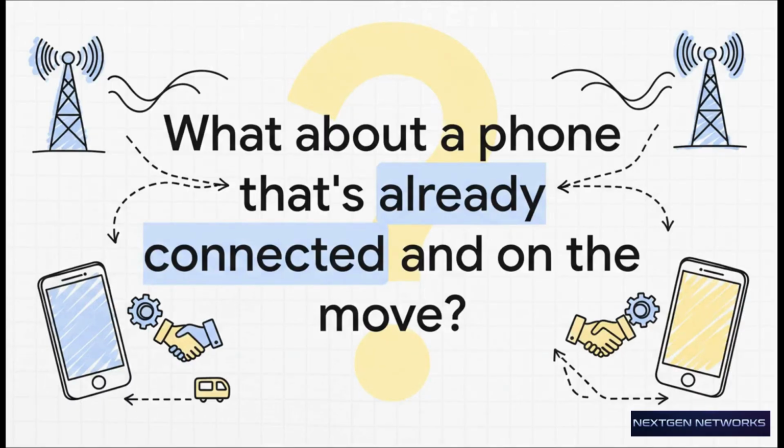Now, this handshake we just covered, that's all for getting onto the network when you're starting from scratch. But that leaves a really interesting question, right? What happens with a phone that's already connected and is moving, say on a train, and it has to jump from one cell tower to the next? Well, that's a whole different kind of handshake.